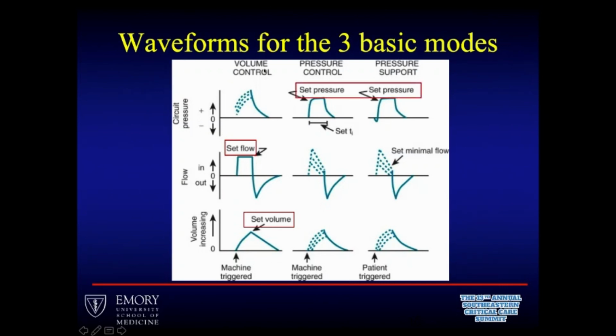In pressure modes, you set the pressure, and what varies is the flow and the volume that's given with each breath. In pressure control, you set that inspiratory time, and that determines when the breath switches from inspiration to expiration. So that's the cycle. In volume control, the cycling is set with the volume.